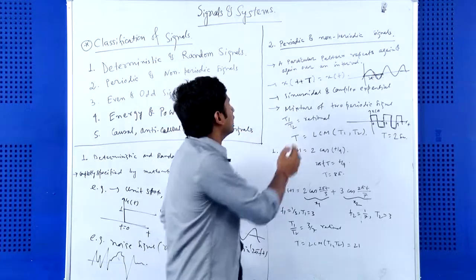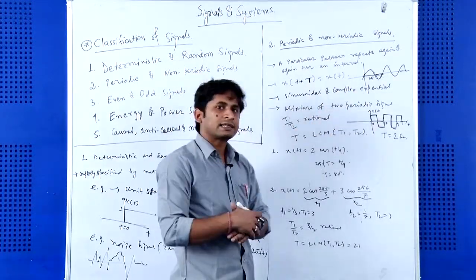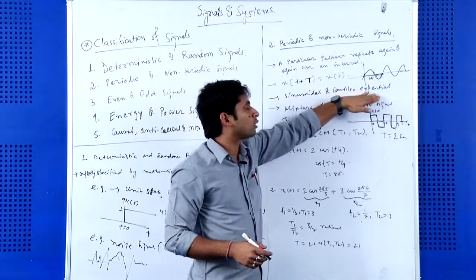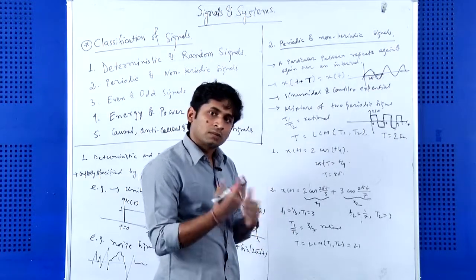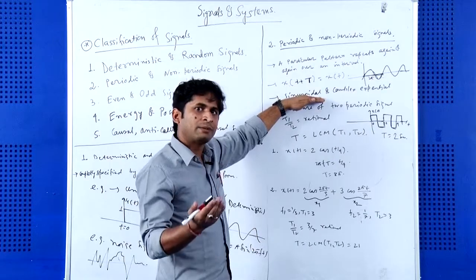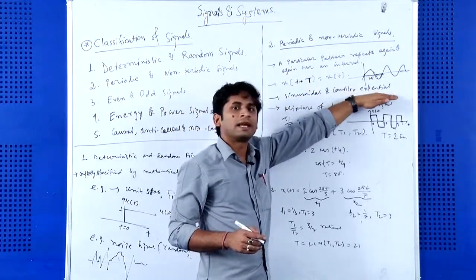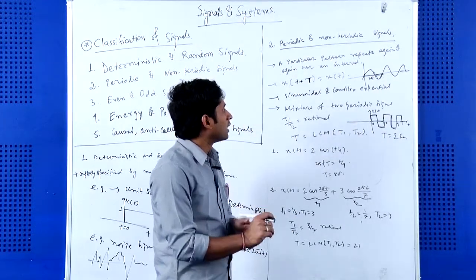Now, examples of periodic signals, I already discussed. All the sinusoidal signals and complex exponential signals are periodic signals. So all sinusoidal signals, it may be a sine wave, it may be a cosine wave, and all the complex exponential signals, they are periodic signals.